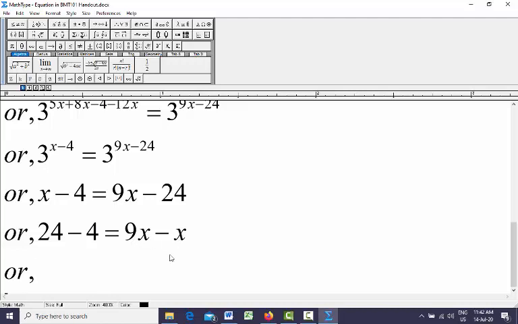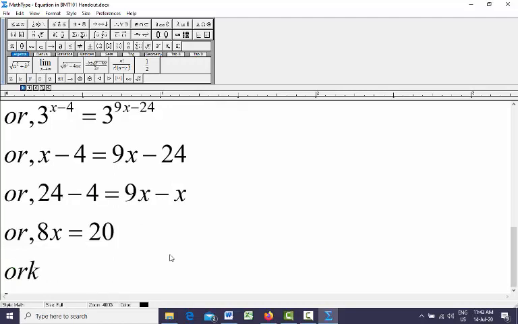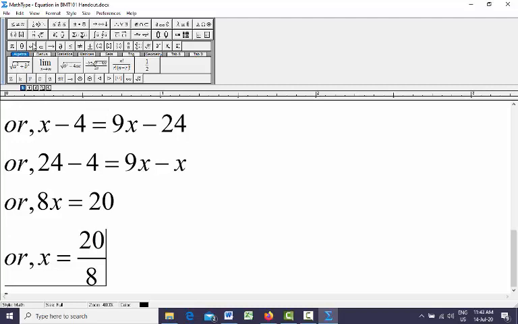Let me rearrange it now. 9x minus x, let me write it on the left hand side. 9x minus x, we have 8x is equal to 24 minus 4. 24 minus 4 is equal to 20. So 9x minus x is 8x. So what we will have, x is equal to 20 divided by 8, which is 2.5.